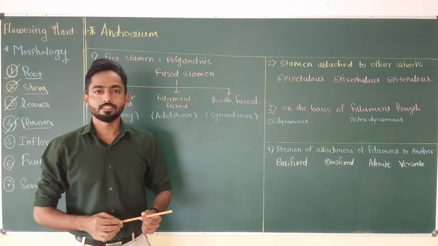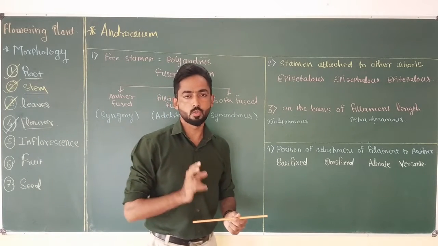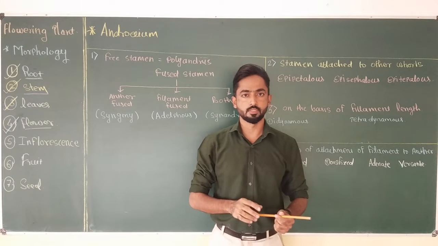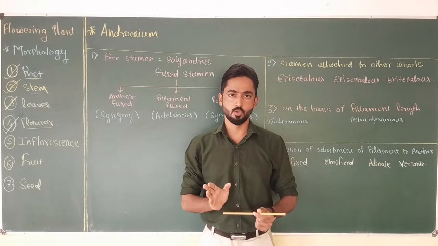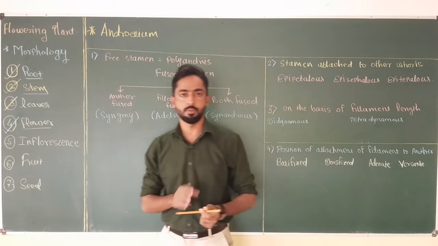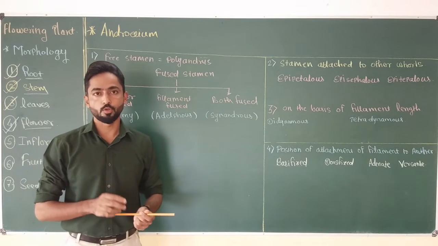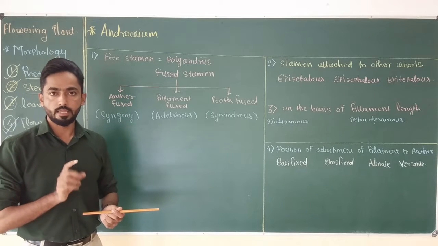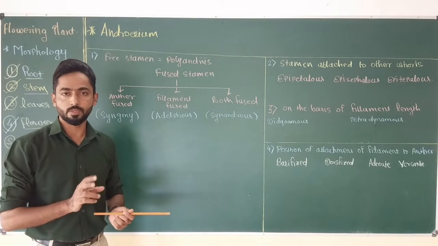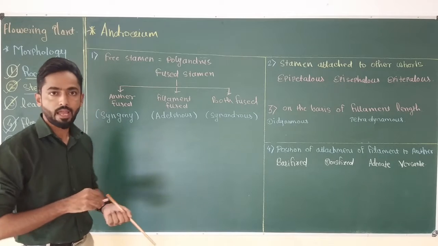Hello everyone. In the last video, we discussed the two non-essential whorls of the flower, that is calyx and corolla. The individual member of the calyx is the sepal, while the individual member of the corolla is the petal. Now in this video, I am going to talk about the first important essential whorl present in the flower, that is androecium.